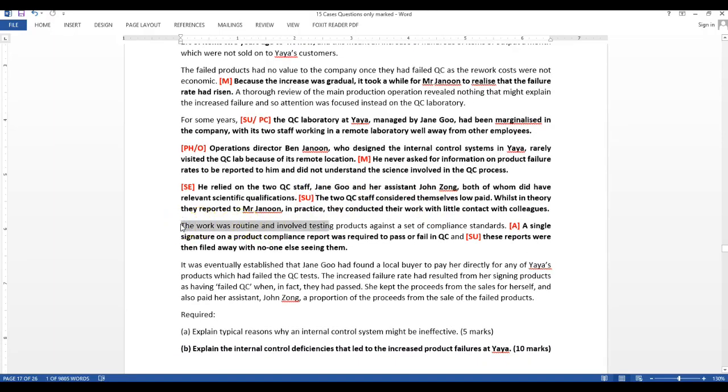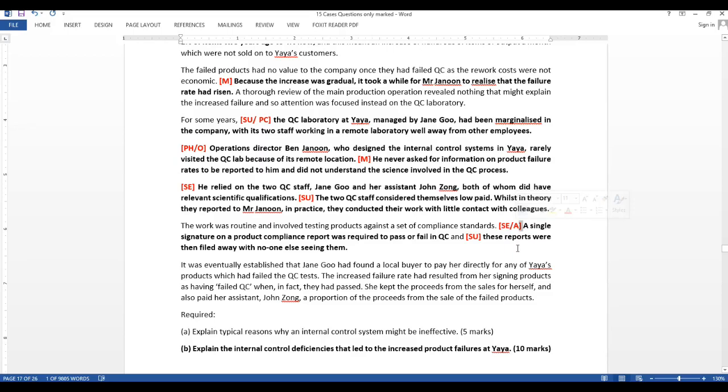The work was routine in nature and involved testing products against a set of complaints. A single signature on a product complaints report was required to pass or fail in QC. So whether the products are of good quality or bad quality comes down to a single signature. Again, there should have been segregation of duty, where one person says that the items are bad and another person approves it. So there is a segregation of duty problem, and there is also an authorization problem.